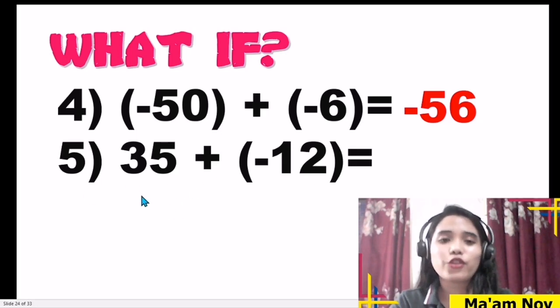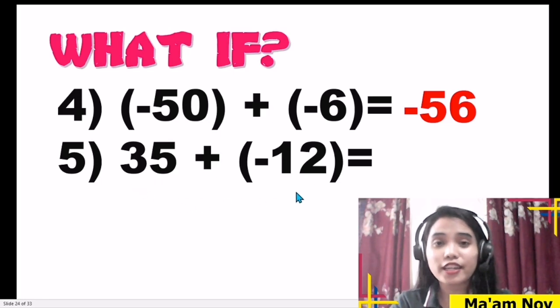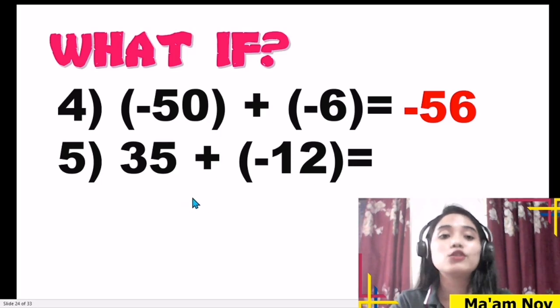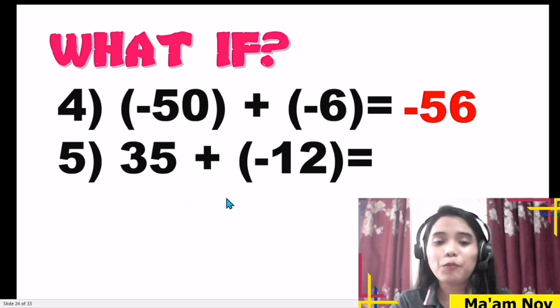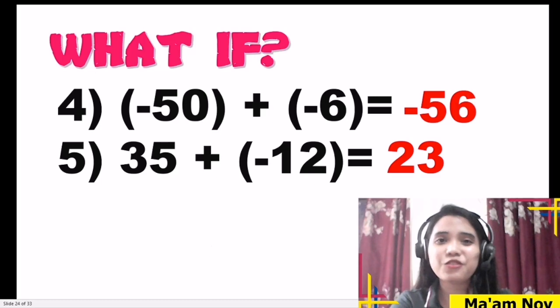Next, number 5. 35 plus negative 12. Same sign or different sign? So, they have different signs. Ang isa positive, ang isa negative. So, same sign, add and keep, different sign, subtract. So, we will subtract. 35 minus 12 is 23. And we will use the sign ng higher number or yung bigger number. Saan bang bigger number dyan? Si 35. Ano ang sign niya? Positive. So, ang sagot is positive 23.